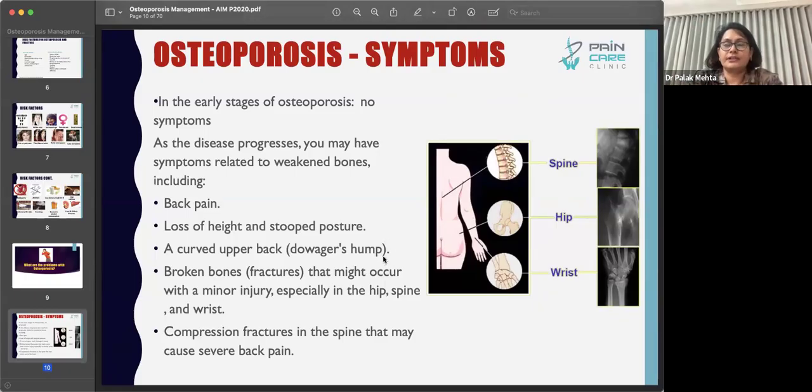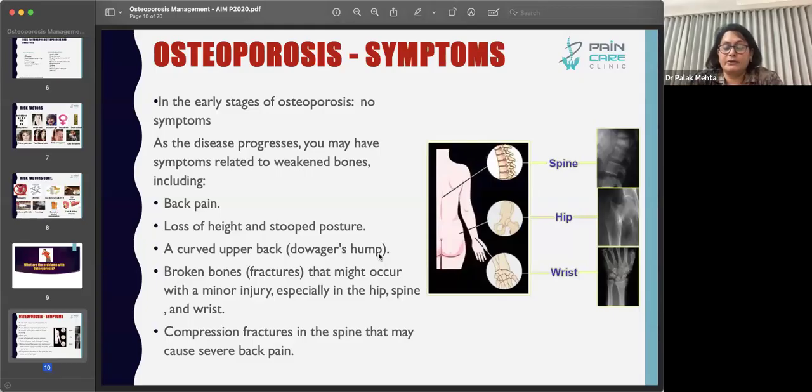What kind of minor injury? Sitting with a little force on the sofa or on a chair, lifting something of very small weight, 5-10 kg, causes acute back pain or some spasm. So this kind of small minor injury also causes fracture, and it leads to very severe back pain where the patient is not able to sit, stand, walk, and is confined to the bed.